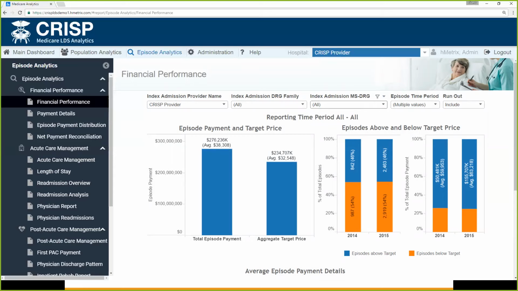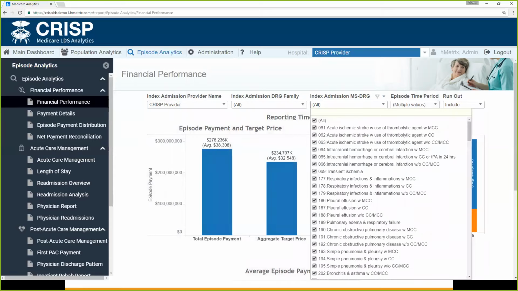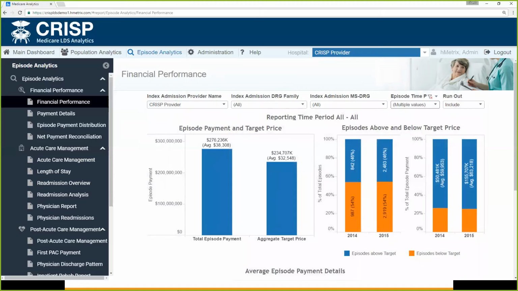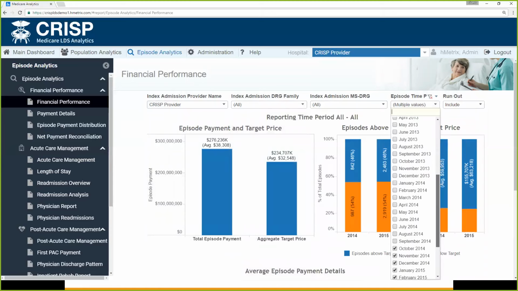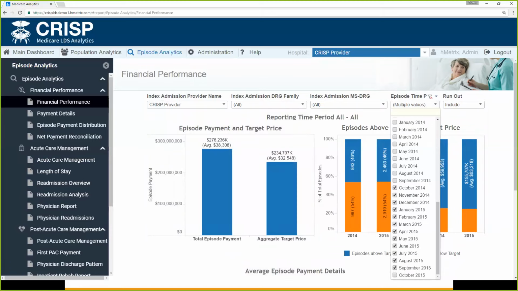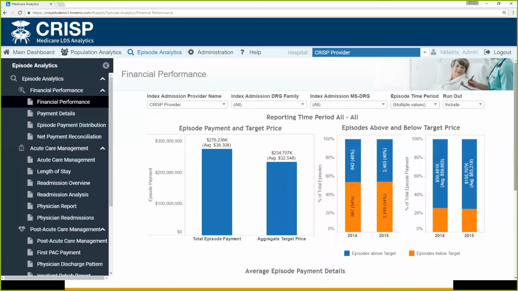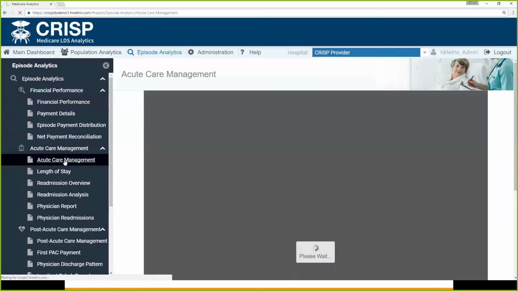If you don't want to look at specific DRG families, you want to look at a specific DRG, you can also filter by that. And then again, this is 2012 to 2015, so you can choose which time period you're looking at. This right now is just looking at fiscal year 2015. So that's the financial performance. The other reports within that section just drill a little bit further down into these higher level reports. But I want to jump to the acute care management section.